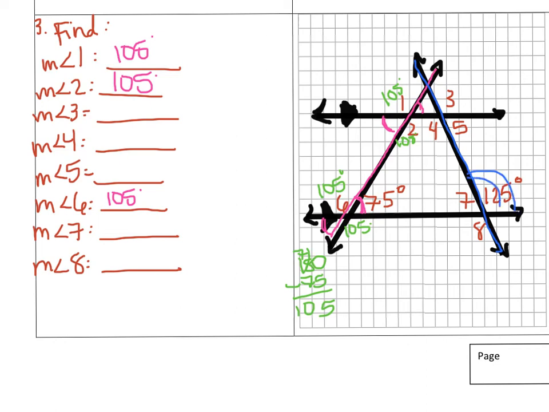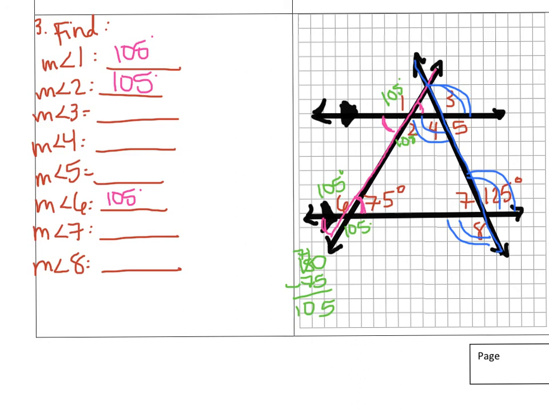125 is the top right, so it's congruent to the bottom left because those are vertical angles. Here's the top right and the bottom left at the top of the transversal. That means all of the blue ones are congruent and they're 125. To figure out what the other angles are, we're just going to have to do a little math.